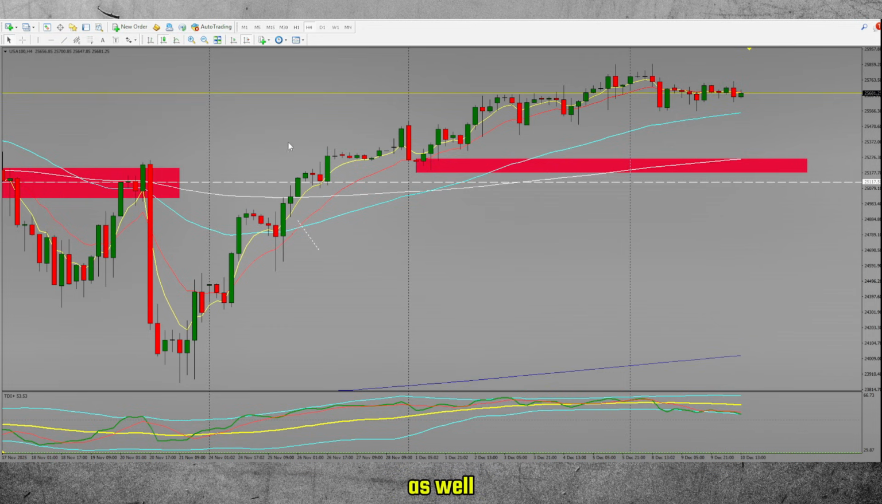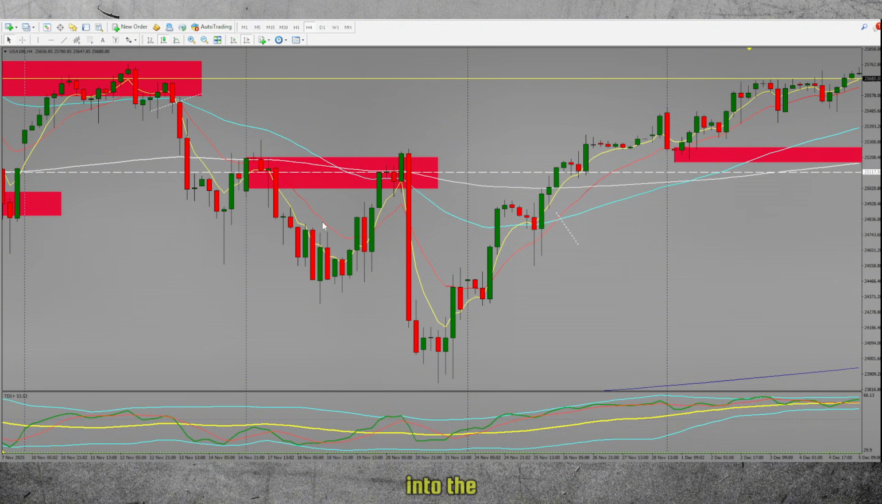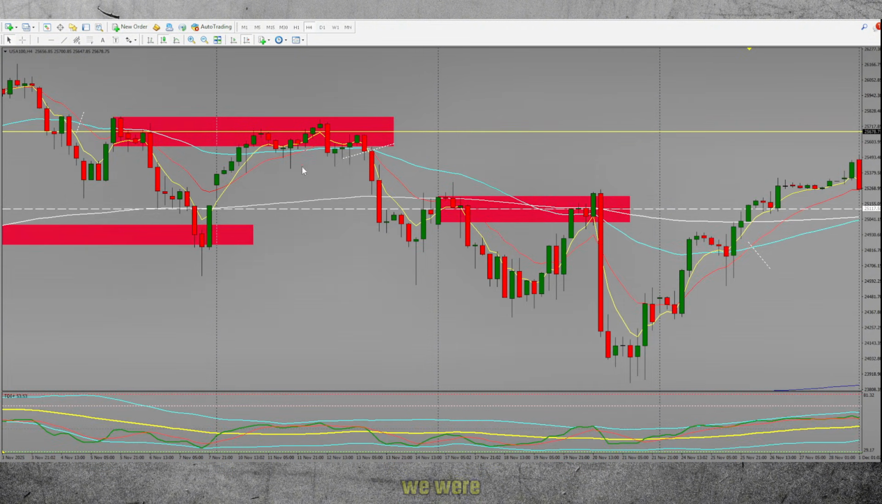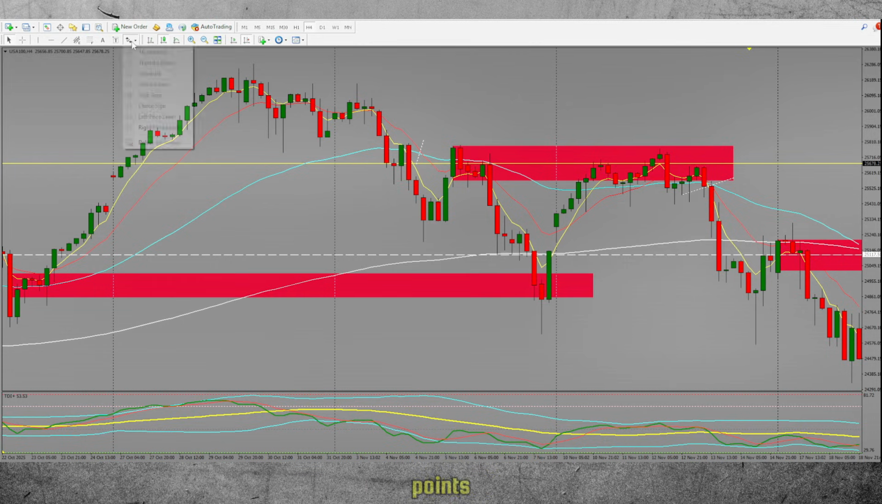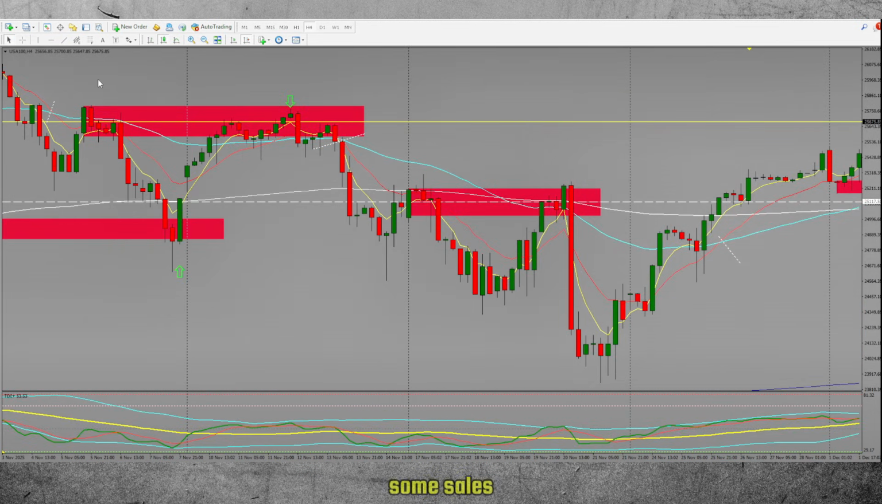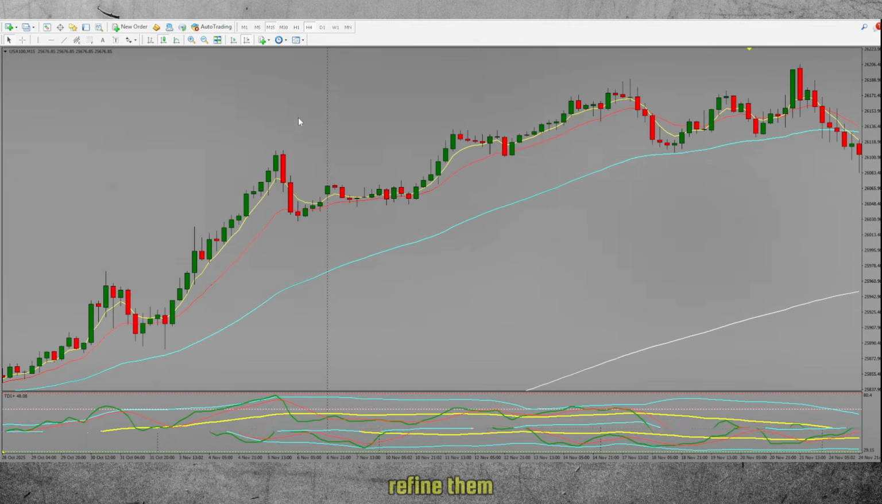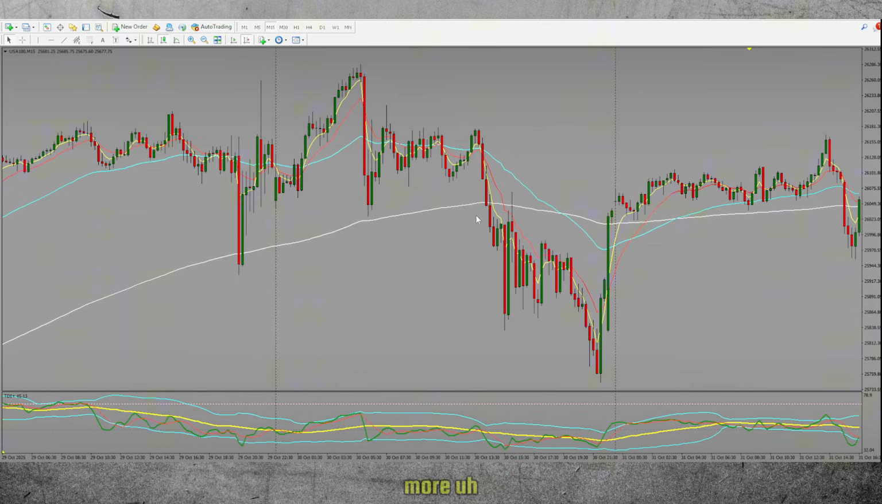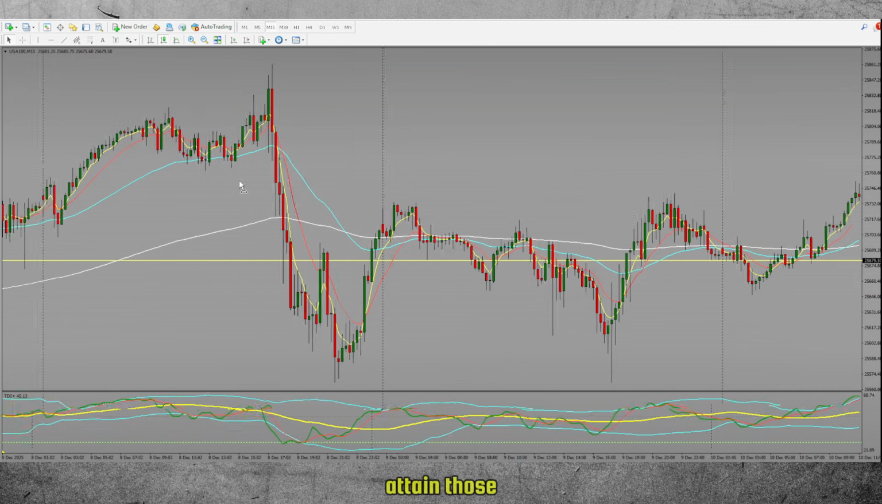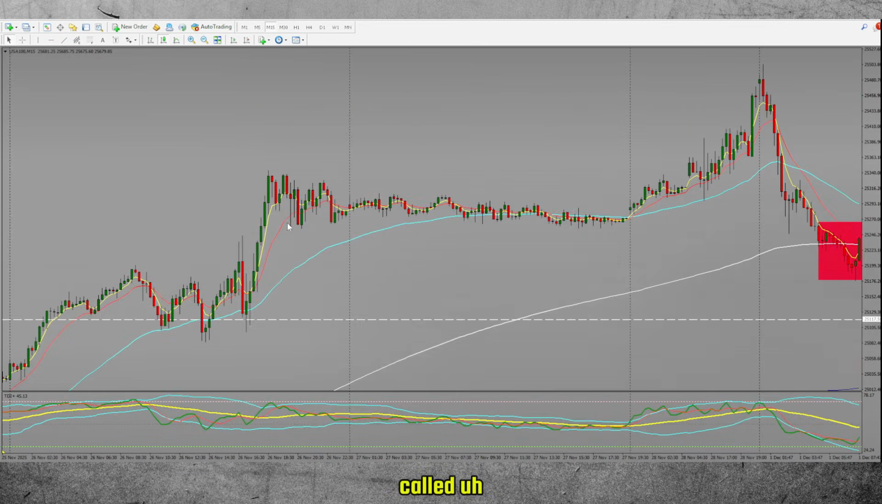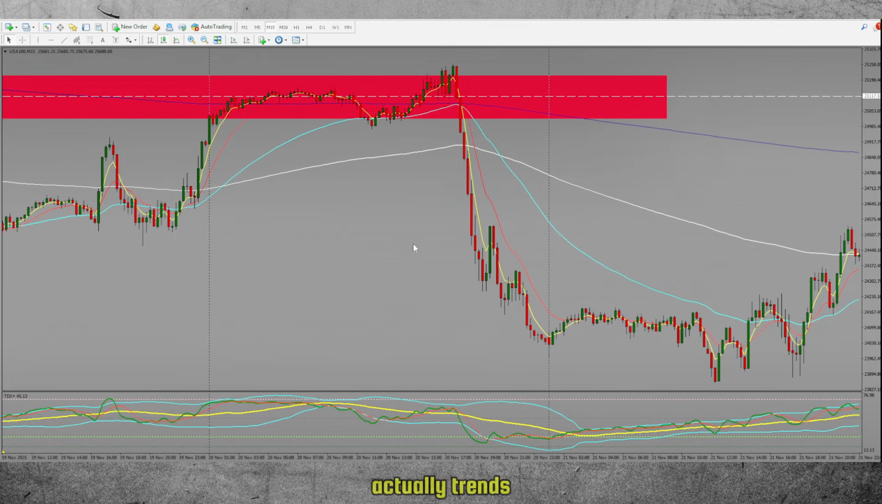So this as well can now be expanded into the smaller time frames. As you've seen, we were reacting at these particular points. We had some buys that were going to be issued here. We had some sales that were going to be issued at this particular point, and we had some sales that were going to be issued at this particular point. If we view these points on the smaller time frames, we can refine them so that they will be much clearer, trying to attain those so-called sniper entries that trend in the market.